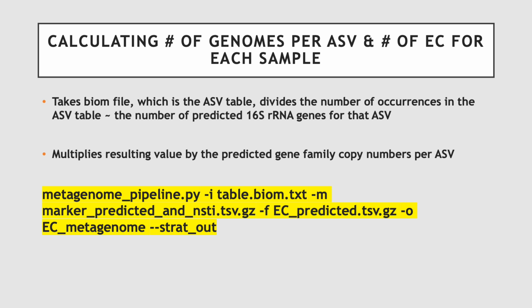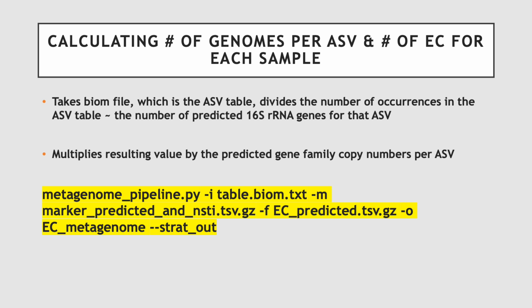For this specific command, it's going to be the metagenome_pipeline.py, where the input file is a biome file, and we're going to output an EC_predicted.tsv.gz file and an EC metagenome file. We're going to stratify the output so that it's easier for us to look at.